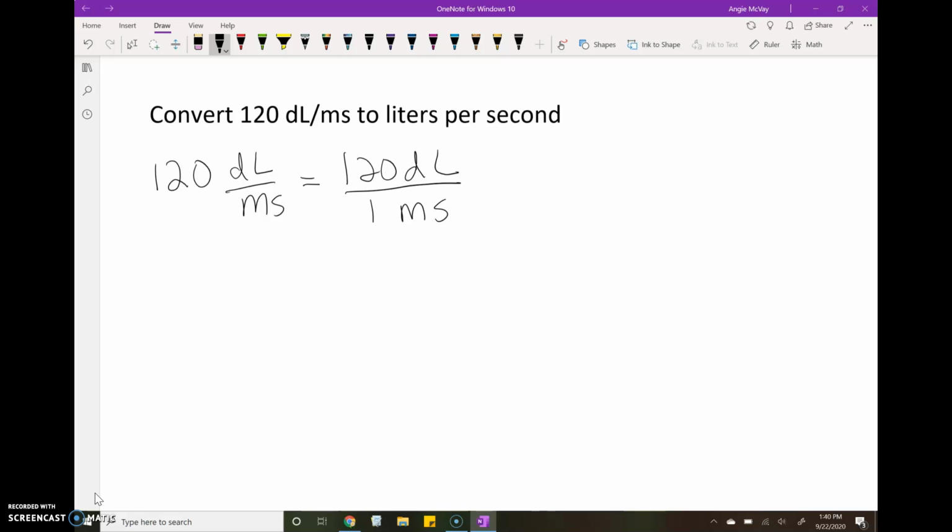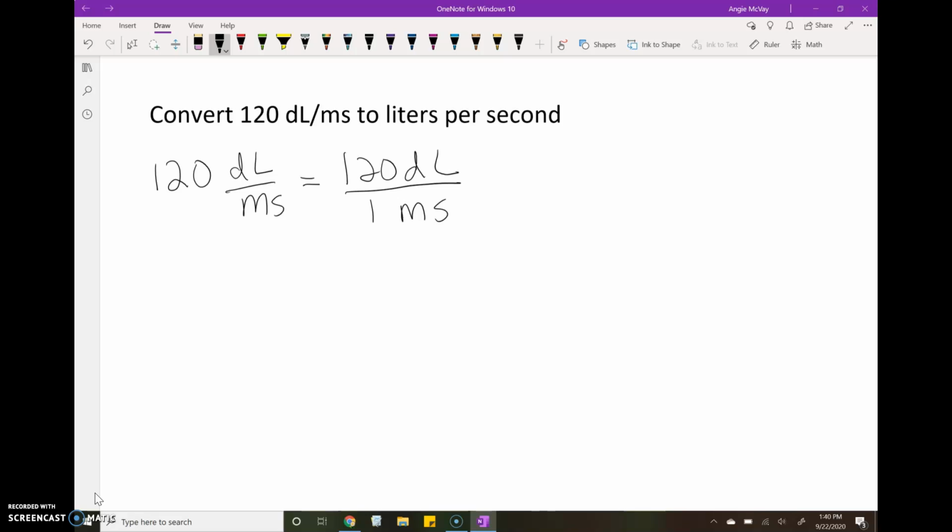Doing this conversion does mean that you need to be familiar with SI prefixes or metric prefixes, and that might require doing some Googling. Deci is the SI prefix for 1/10. Milli is the SI prefix for 1,000th.